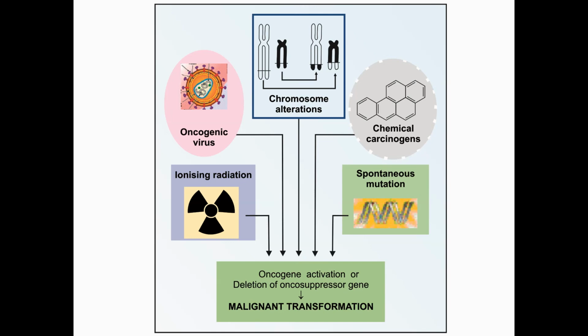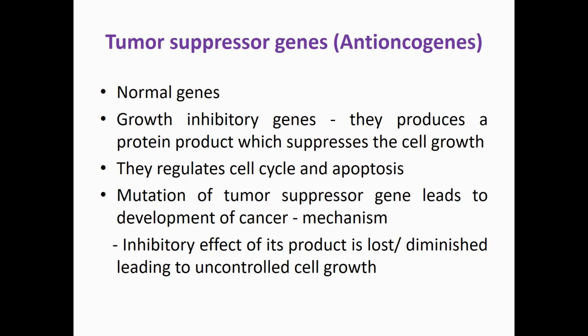This leads to the conversion of a normal cell into a malignant transformation. Now we discuss tumor suppressor genes, which are also known as anti-oncogenes. Actually, these are also normal genes. Tumor suppressor genes are normal genes. They are actually growth inhibitory genes. They produce a protein product which suppresses cell growth.